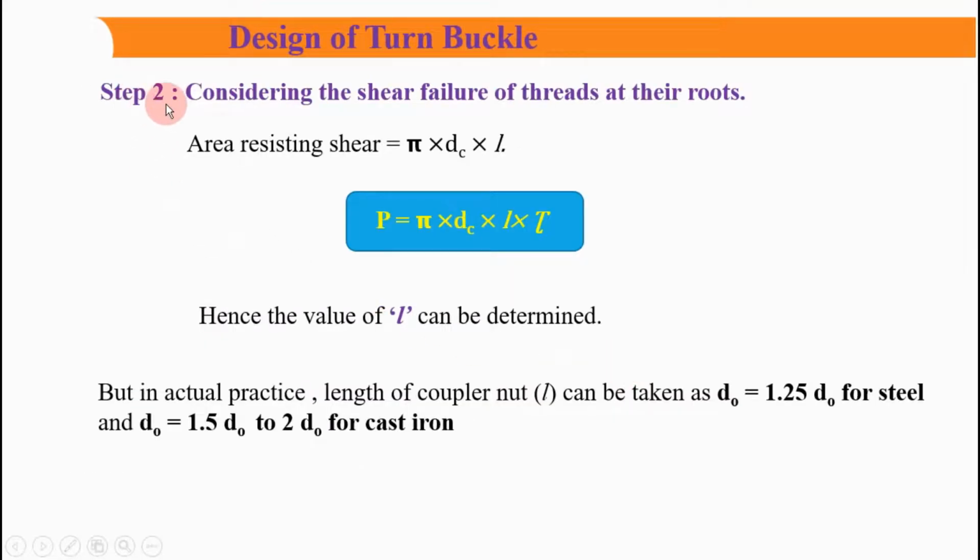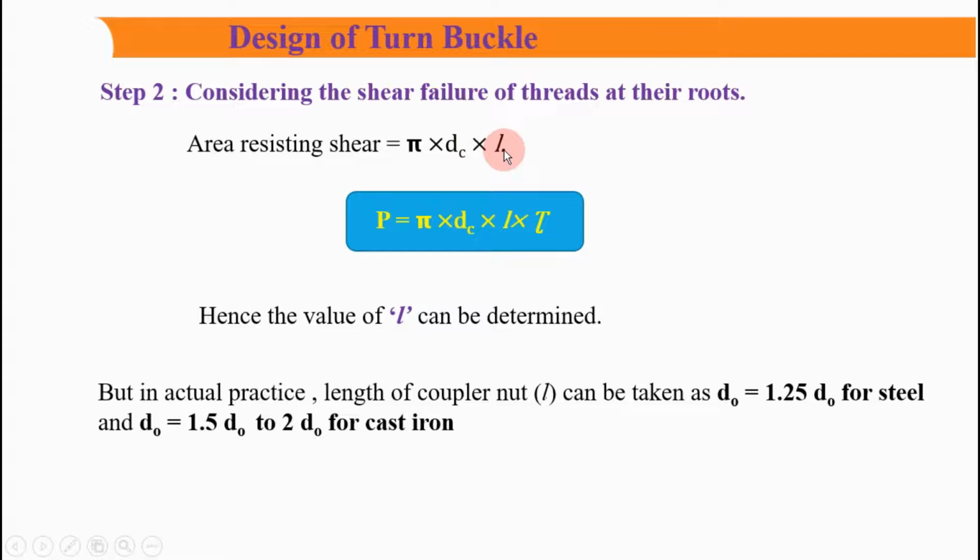Now see what is written in step number 2: considering the shear failure of the threads at their roots. See guys, a shear force is acting on your threaded rod. That is why we have considered the shear failure of threads at their roots. So what is the area resisting shear? It is given by this relation, pi into DC into L. See, pi into DC into L.